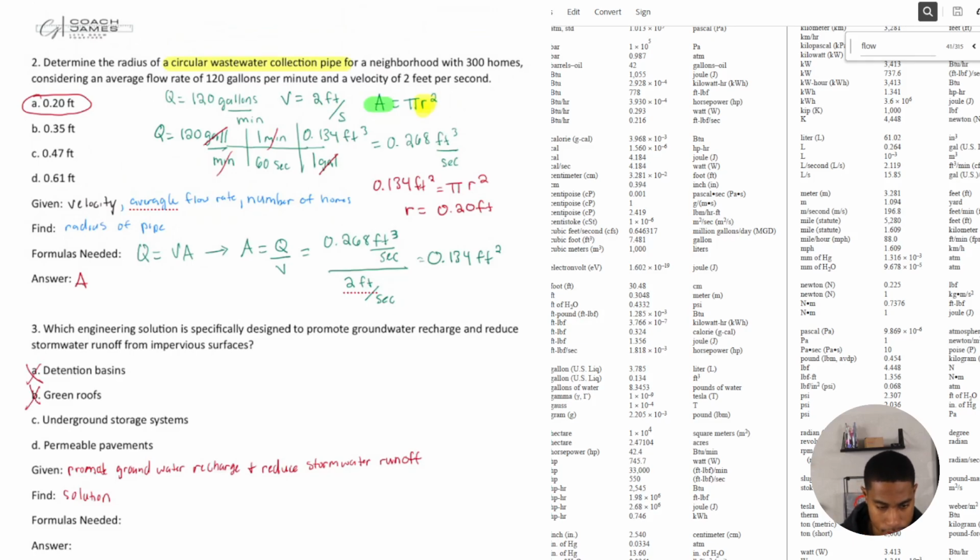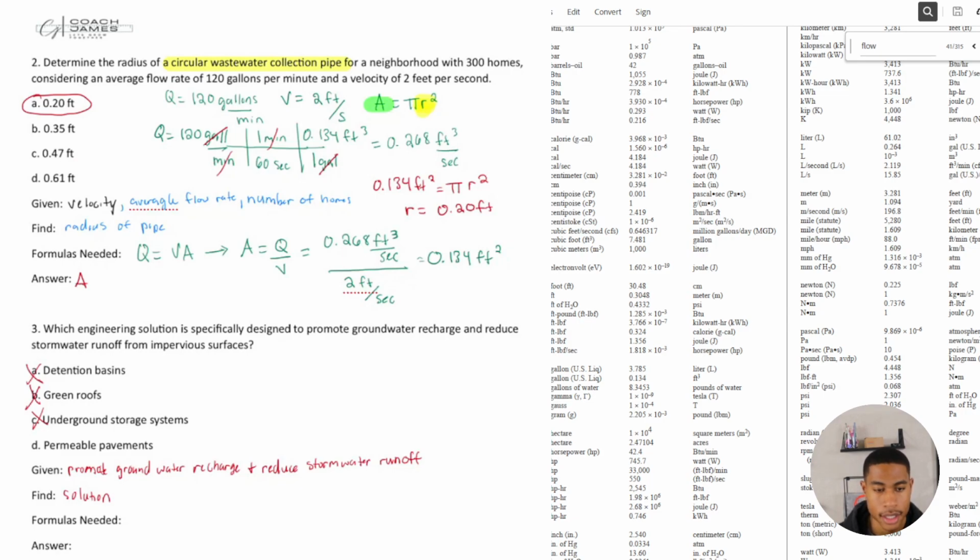Underground storage systems. These are things like chambers and tanks. They can temporarily store excess stormwater, and this prevents surges of water and minimizes the risk of flooding. So still no.